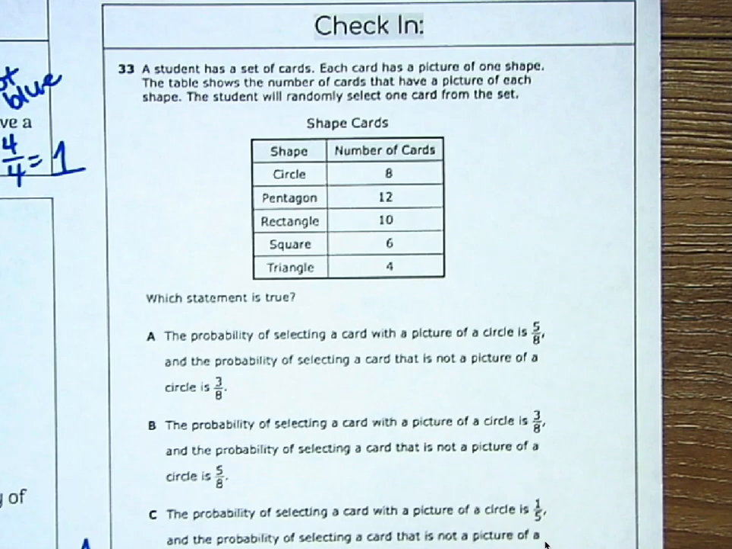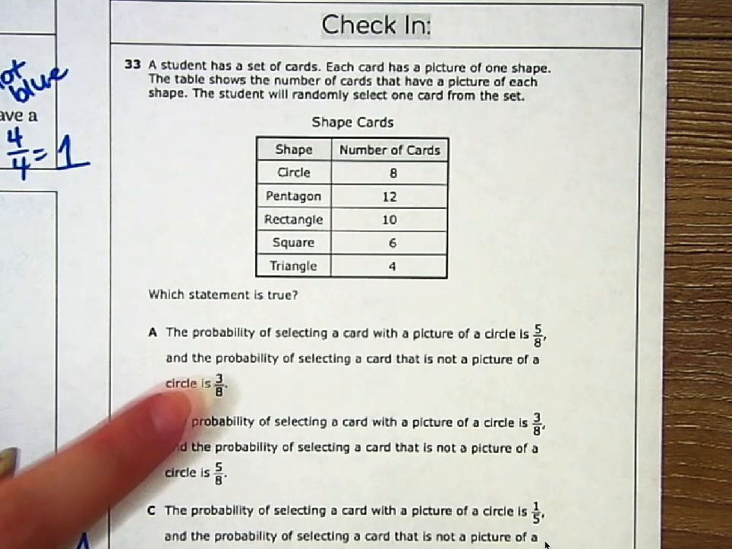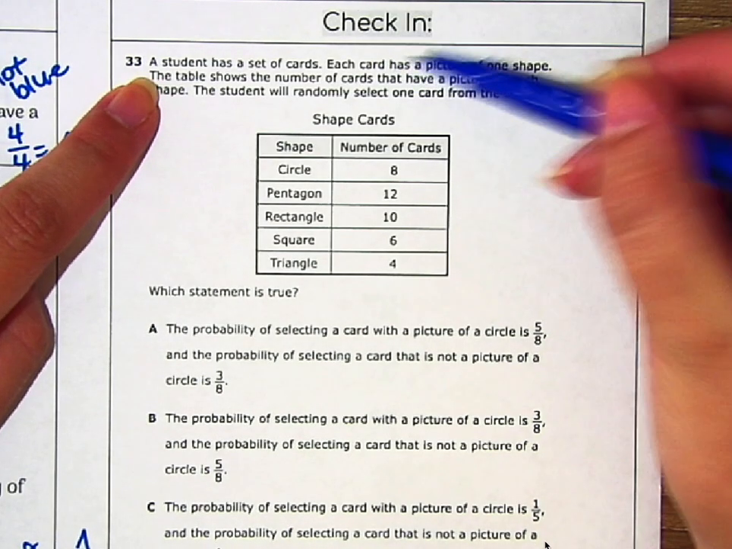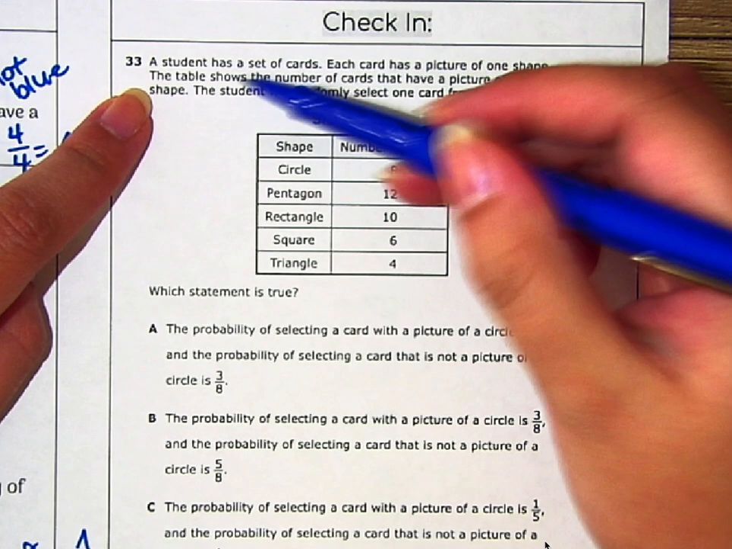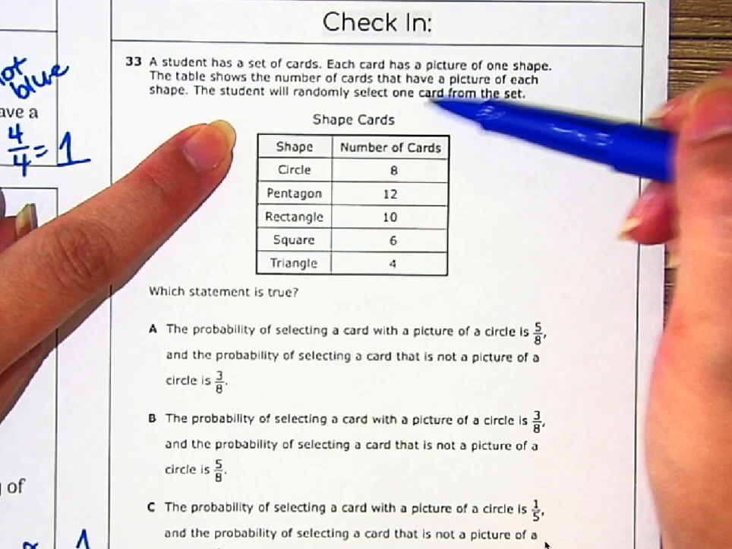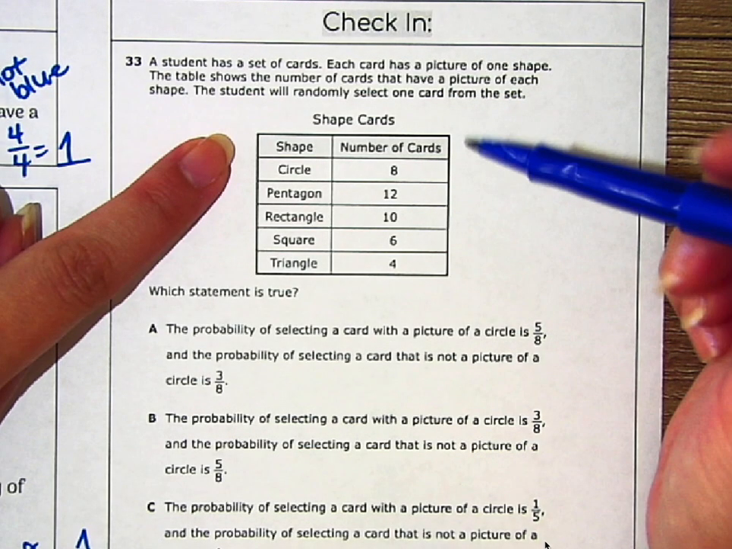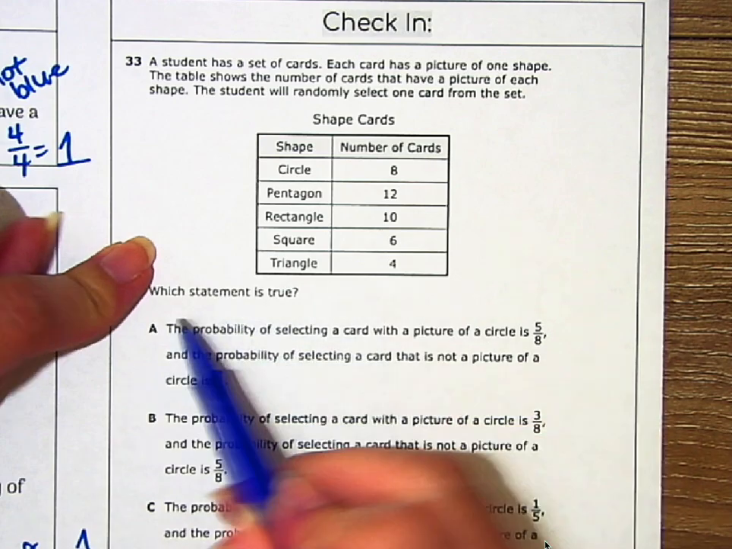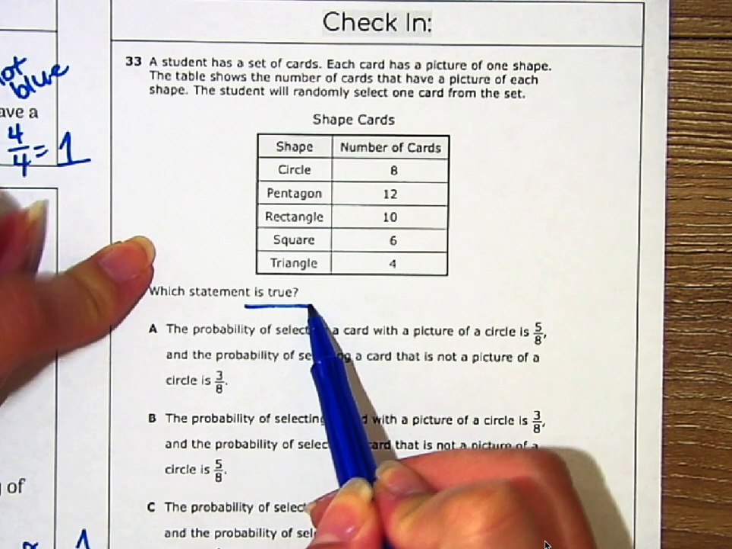All right, so the check-in. You are going to do the check-in. This is an actual question on the STAR test. It says a student has set up cards. Each card has a picture of one shape. The table shows the number of cards that have a picture of each shape. The student will randomly select one card from the set. So these are my cards and these are the shapes. It says what statement is true.